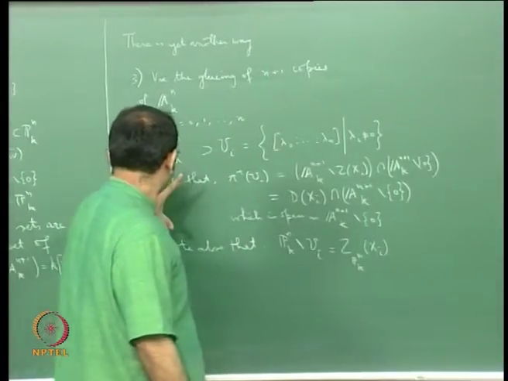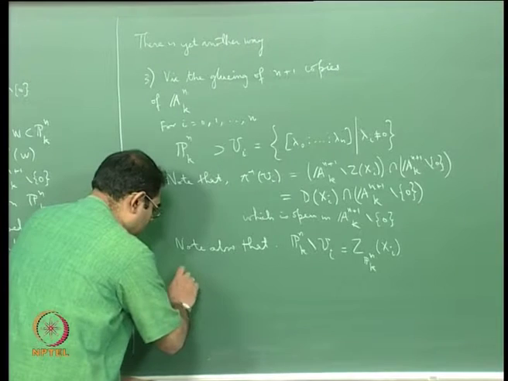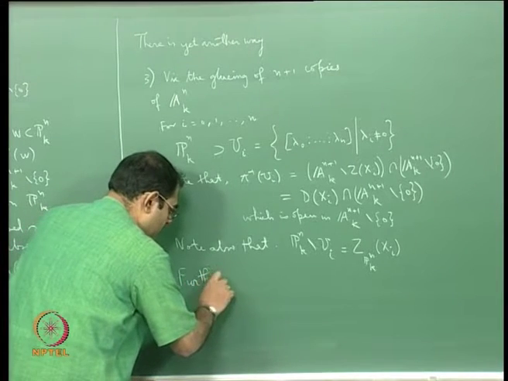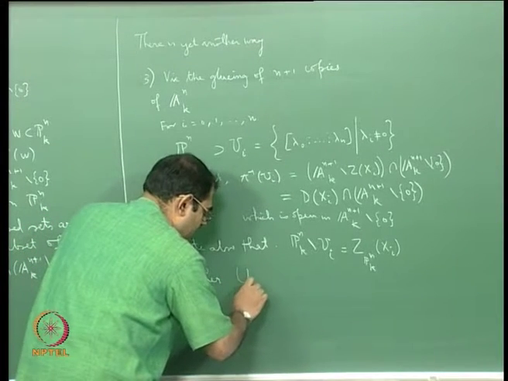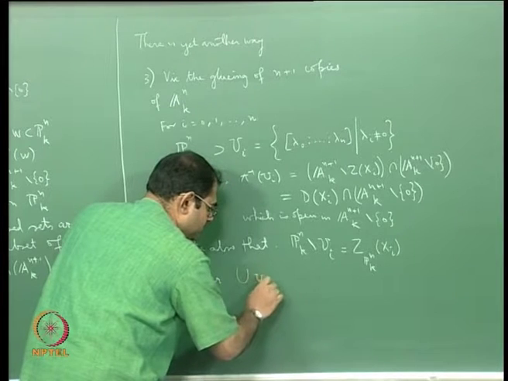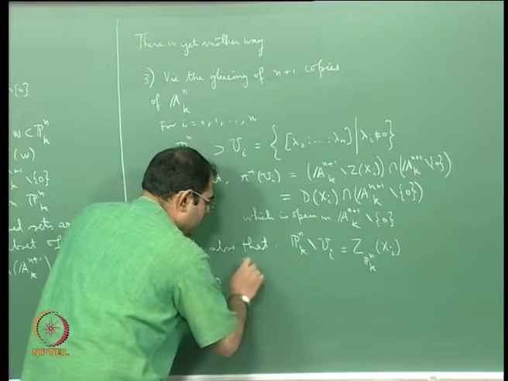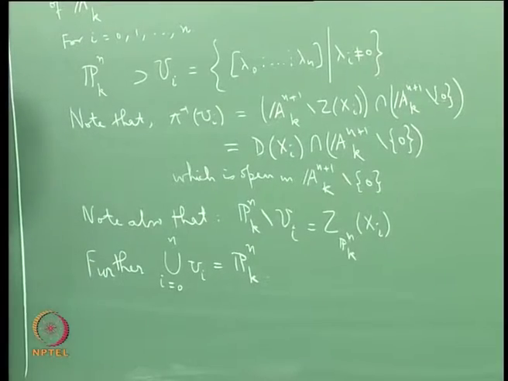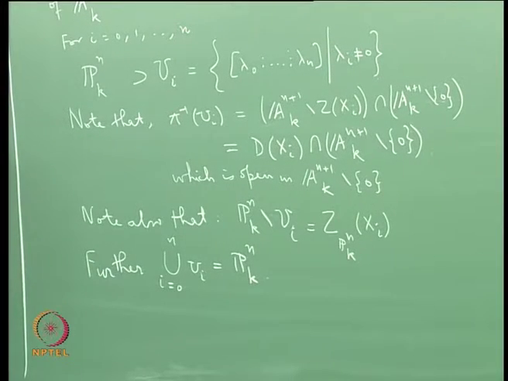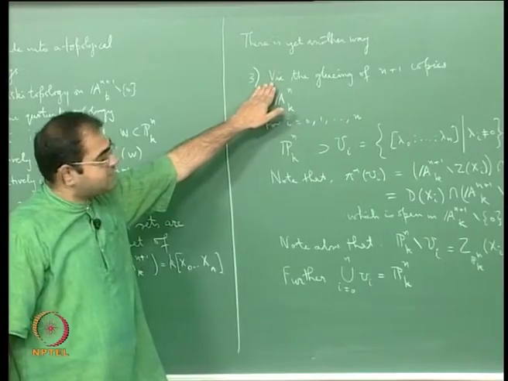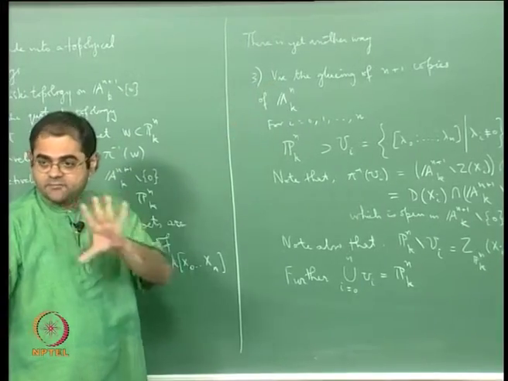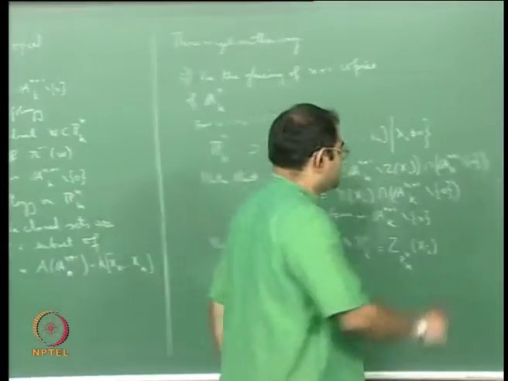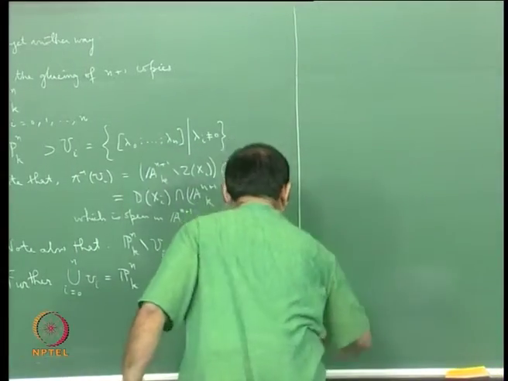Now further, the union of all the UIs, i equal to 0 to n, is actually Pn, of course. The projective space is covered by these sets. But the third topology on Pn is something that I have not yet defined. But I need these UIs to define it.